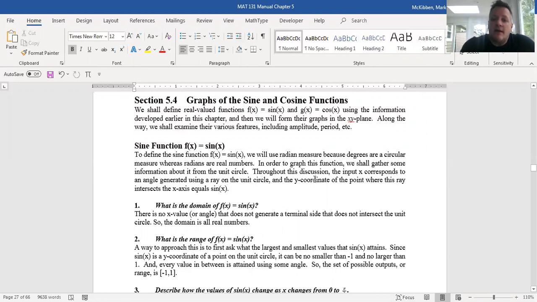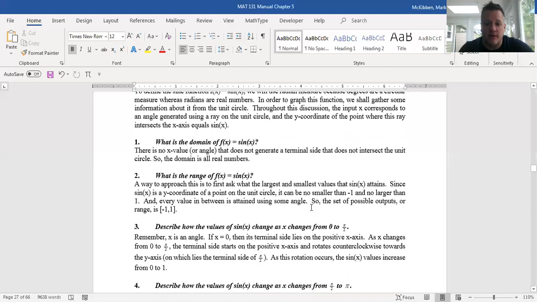Right? Keep in mind, if you think about your unit circle, as you trace a point going around the circle, the x-coordinate is always the cosine of the angle, and the y-coordinate is always the sine of the angle, right? So keep that in mind. That's what we're going to be using to generate our graph here.